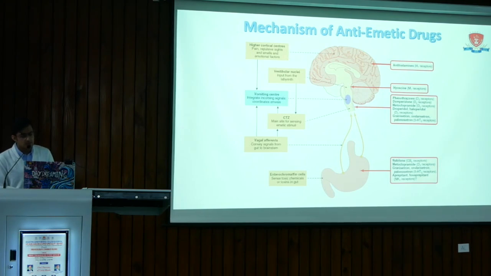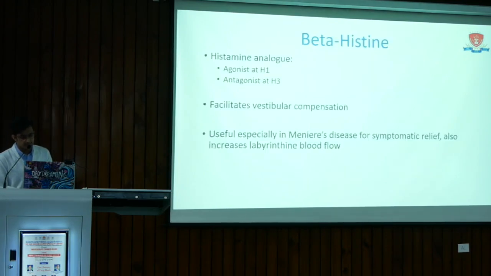The chemoreceptor trigger zone, which is the main site for sensing emetic stimuli, is acted upon by phenothiazines, domperidone, metoclopramide, granisetron, ondansetron, palonosetron. As well as vagal efferents, which convey the signals from the gut to the brainstem, are derived from enterochromaffin cells, which are acted upon by nabilone, metoclopramide, granisetron, ondansetron, and aprepitant.